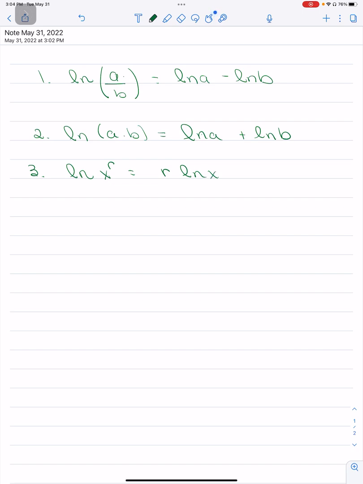So the first property helps you break up the natural log of a quotient. The second property breaks up a natural log of a product. And then the third property helps you move exponents to the front when you have natural logs of something raised to a power. So how might that be useful?